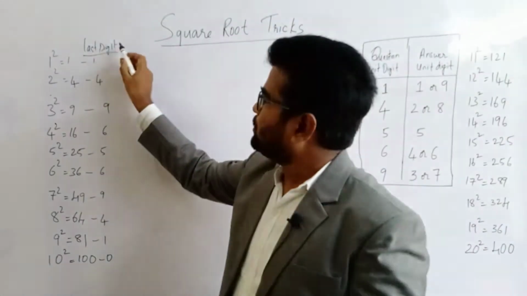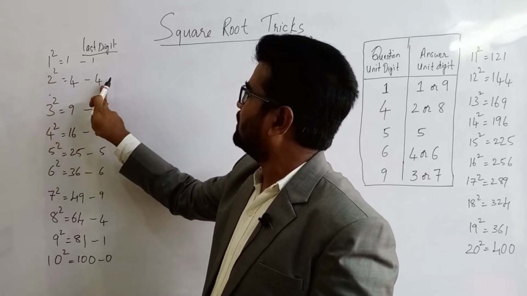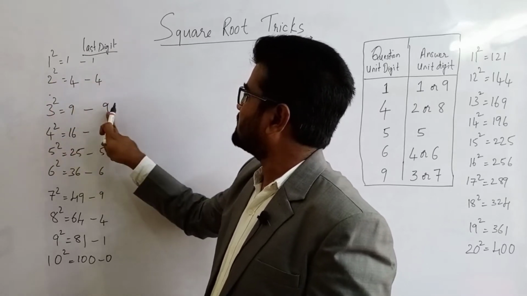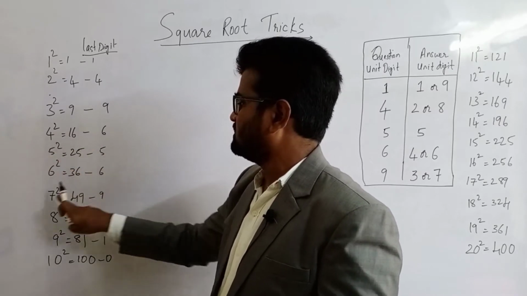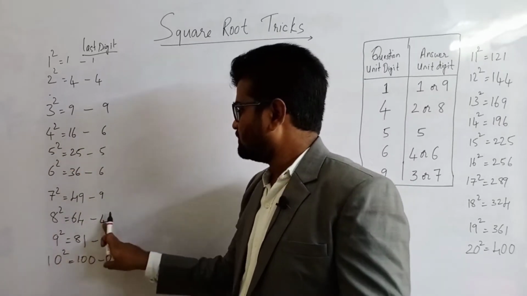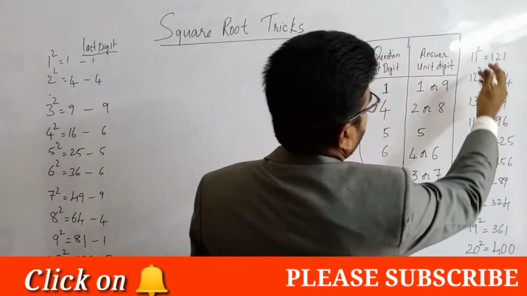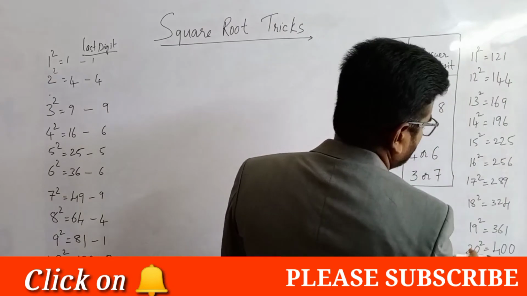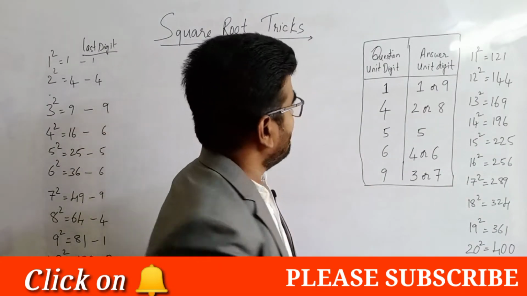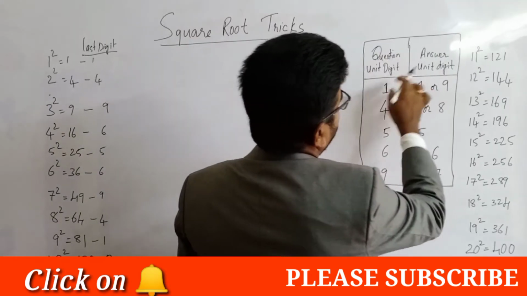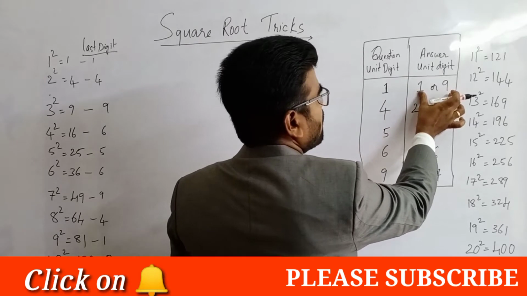And you need to remember the unit digit. For 1 square it is 1, for 2 square it is 4, for 3 square it is 9, for 4 it is 6, for 5 it is 5, for 6 it is 6, for 7 it is 9, for 8 it is 4, for 9 it is 1. So I have figured this out, right? And we all know the squares from 11 square to 20 square, and we need to remember all of those squares.